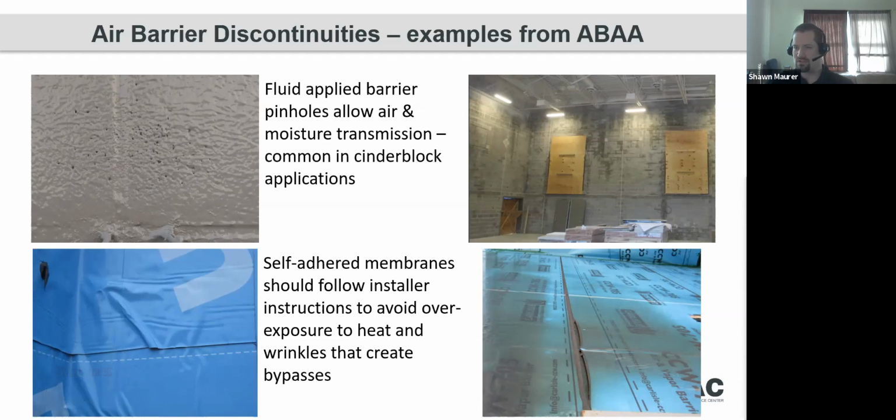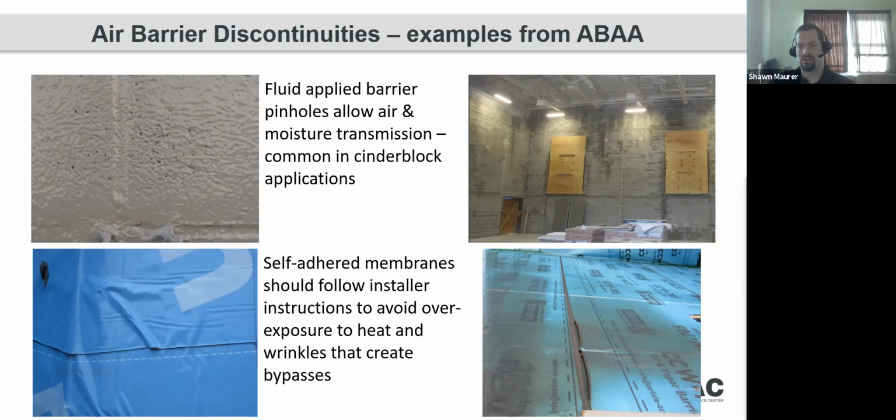Something that's common with those, though, is they have to be rolled and sealed properly. If you've got wrinkles in that joint, you can see on the bottom left here, there's a wrinkle there. It's created an air pocket where air can now get behind that self-adhered membrane.